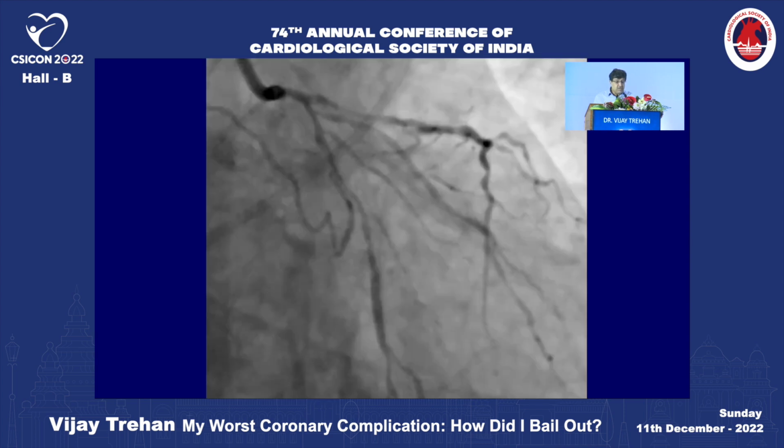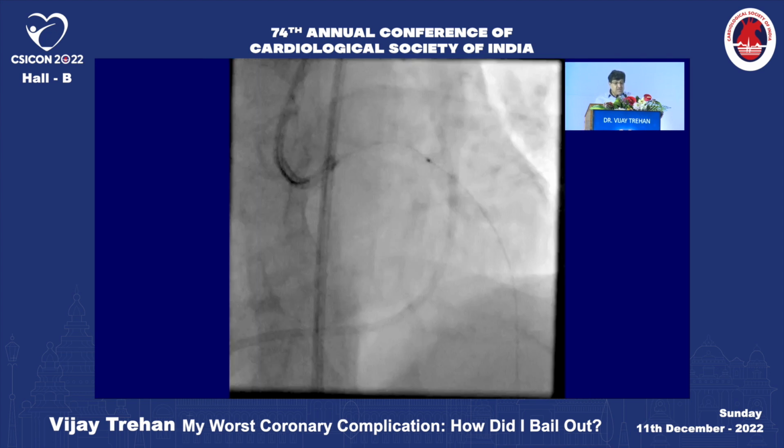That was the left. If you see it carefully, there is something near the origin of the LM, which will be an issue, especially when seating the guide. There is long segment disease in the circumflex as well as in the LAD. But the very important thing is the branches. You have a very long first marginal, which I will have to take care of, and also a parallel running diagonal. So two bifurcations down in the circumflex and LAD, and the LM bifurcation. That makes a very high SYNTAX score.